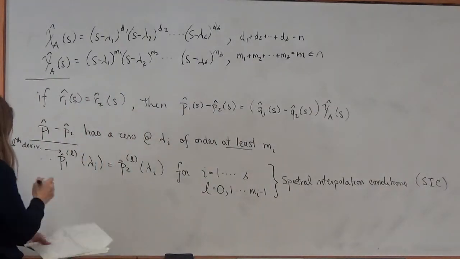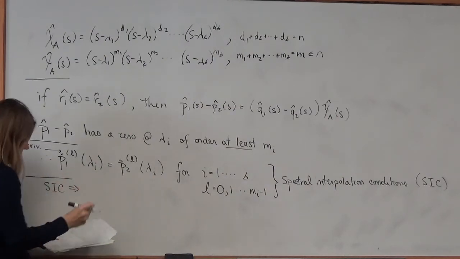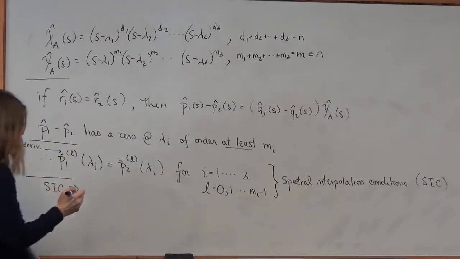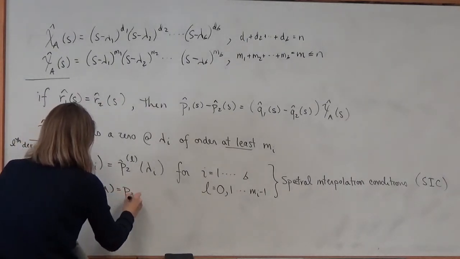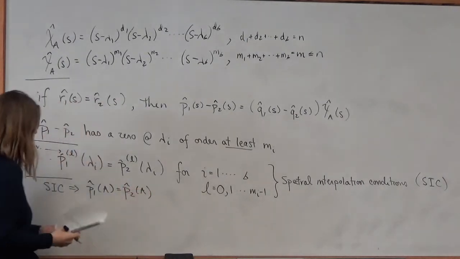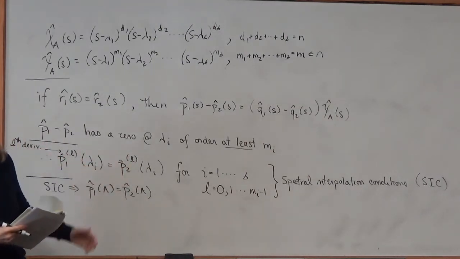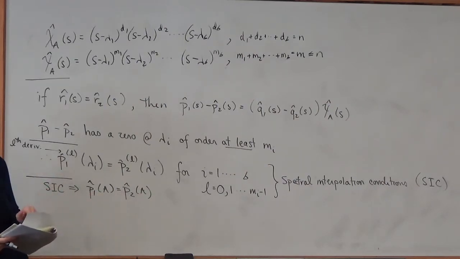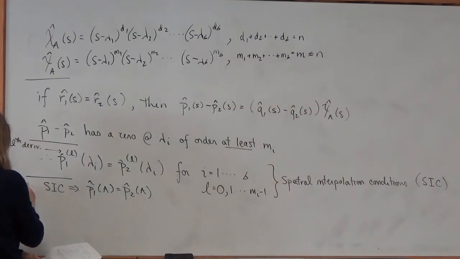Alright, but we can also see that the spectral interpolation conditions imply that P1 hat of A is equal to P2 hat of A. So we're saying that if this is true, where lambda I are the eigenvalues of the matrix A, then you know that those two polynomials are equal on A. Now why is that true? So this is a theorem, or a lemma, it's probably a lemma, but we'll call it a theorem.